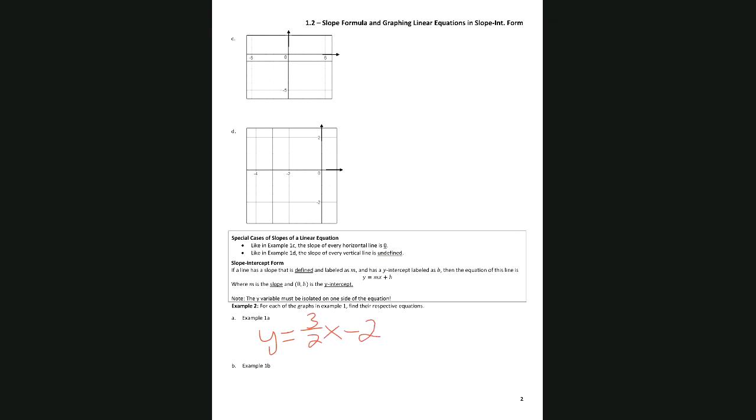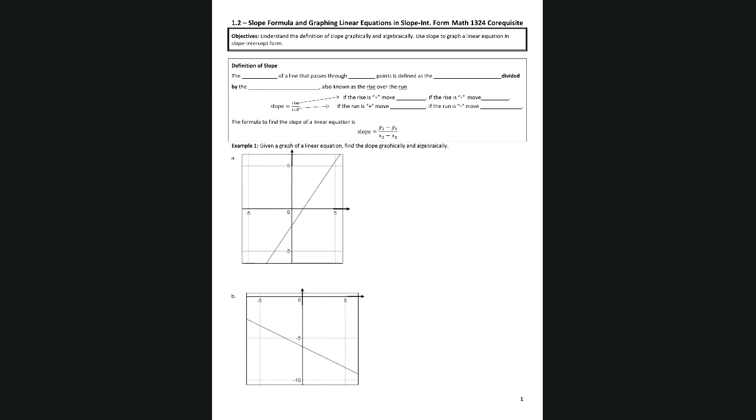Now for example 1b, we had a slope. I don't even remember what we got for that slope, so let's just double check. Okay, so this was the one. Let's see if we just count from here to here. We will go down 2, and then we will move to the right 1, 2, 3, 4. So positive 4.